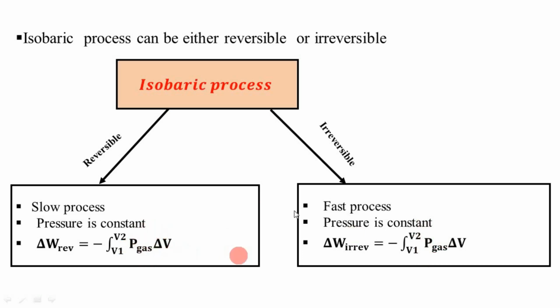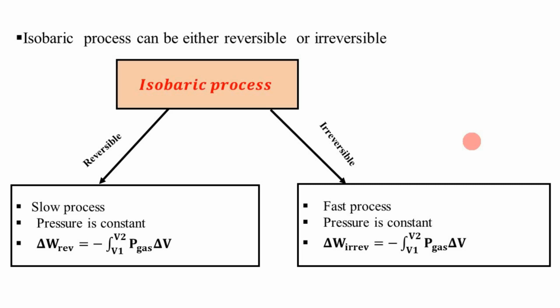Again, when you have an isobaric process, we don't differentiate whether it is reversible or irreversible in calculating the work done. You can see that we have the same formula to calculate the work done in reversible and in irreversible processes. Remember, an isobaric process is a process which occurs at constant pressure. The pressure is constant in the reversible process, and also in the irreversible process.